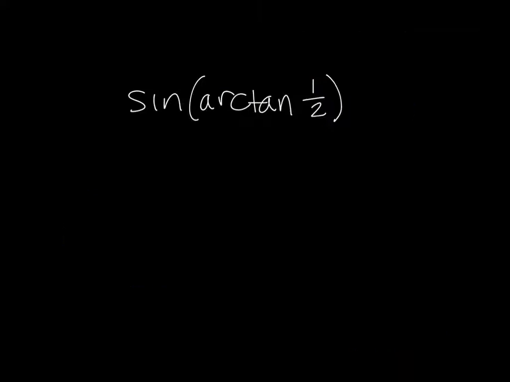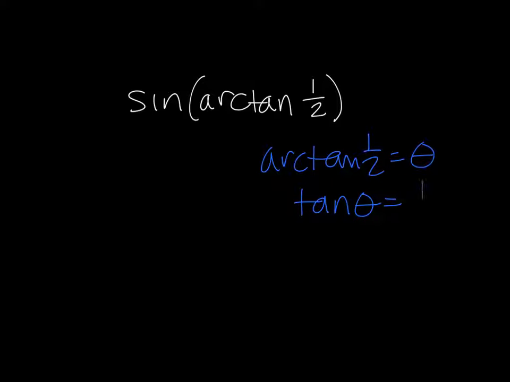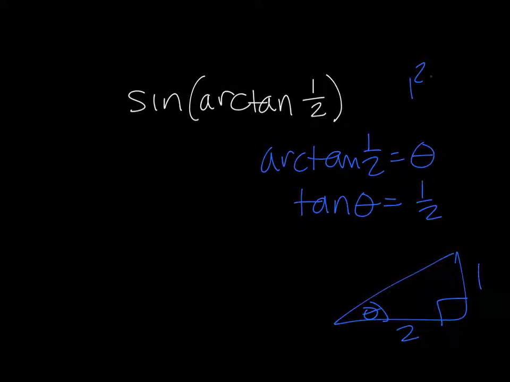Let's look at another one. All right. So we're going to take the inside, arctan, and set it equal to an angle. Then we rewrite it as tangent of the angle equals 1/2. I'm going to set up a triangle. Now, the opposite over the adjacent. Do the Pythagorean theorem, 1 squared plus 2 squared. That's 1 plus 4. That gives me 5. So the hypotenuse is the square root of 5.